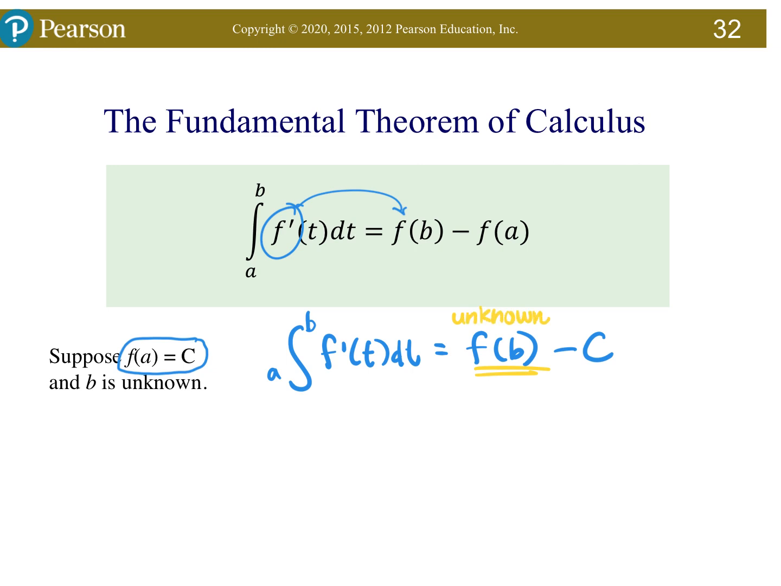And usually in math, when something is unknown, we want to get it by itself. So what would you do to both sides to get that unknown alone, to solve for it? You're going to add the c. And so I'm going to put it in front, it'll end up with c plus the integral.